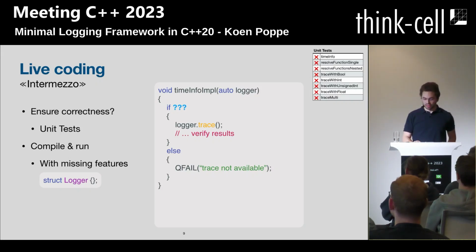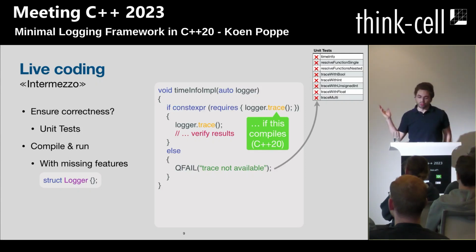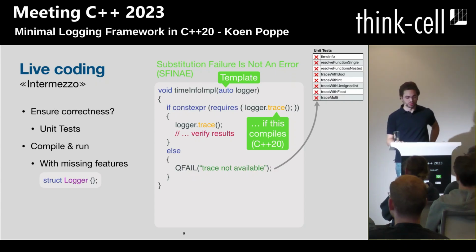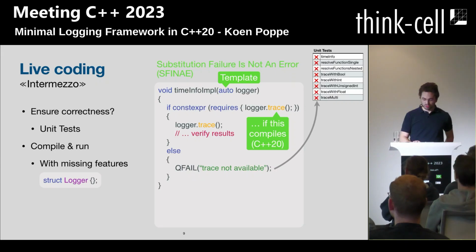So in C++20, there's a really nice way to write this. You can say if constexpr requires, if the provided logger has the trace method available, you can do the trace and verify the results. If not, then you just fail the test. So this is certainly not something new for C++20. This is a well-known pattern. Actually, the auto already reveals that this is a template. So as I understand it, because the template is instantiated by your compiler, it's not necessary that all the code inside of it would actually compile in a standalone setting. So that's the substitution failure is not an error pattern, which is now quite a lot abbreviated because of the use of auto and the constexpr requires. So I thought that was a really nice pattern, which I wanted to share with you as well.